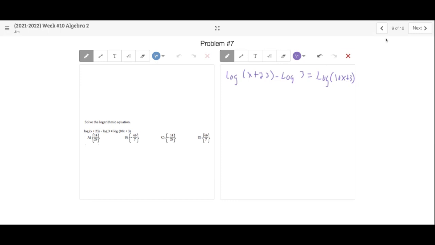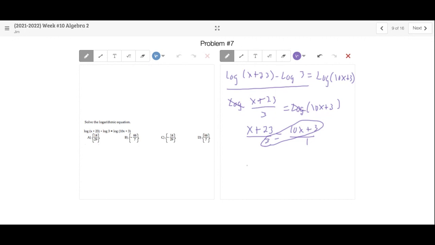All right, so if I did this problem, the first thing I would do is I'd look at this and say, okay, I'm going to put this together. It's a minus sign. So remember, it's log of x plus 23 over 3 is equal to log 10x plus 3. Now I have one log on both sides. Awesome. Cross them off. So I'm left with x plus 23 over 3 is equal to 10x plus 3 over 1. Why did I put 1 under there? Because I know what I'm going to do. I'm going to cross multiply.